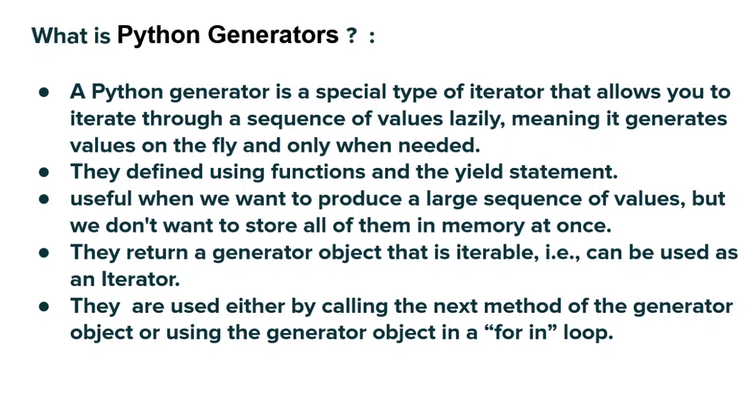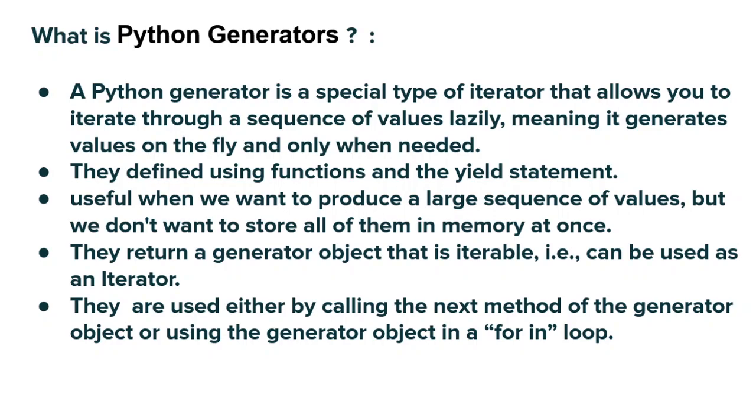Generators are useful when we want to produce a large sequence of values, but we don't want to store all of them in memory at once. A generator returns an object that is iterable and that can be used as an iterator. They are used either by calling the next method of the generator or using the generator object in a for in loop. We will see this practically, then we will understand it in a better manner.